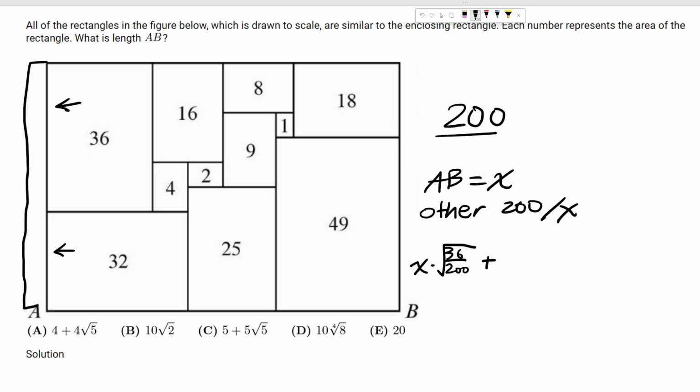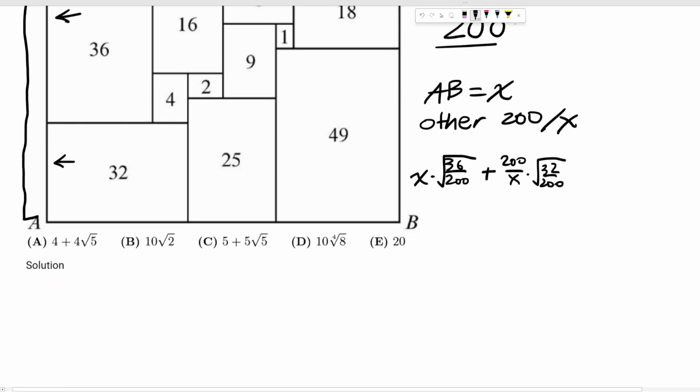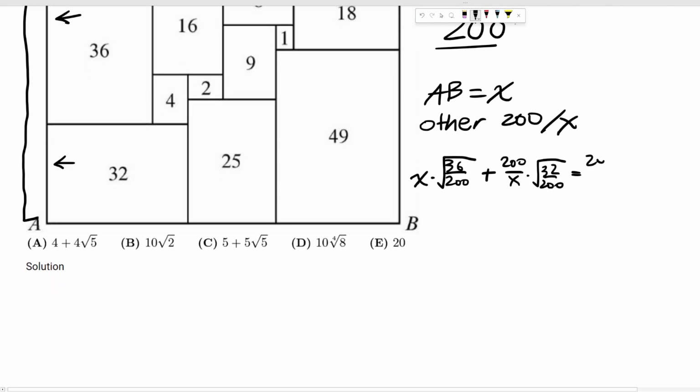And the length of the short side of the rectangle with area 32 is going to be 200 over x times root 32 over 200. And this just follows because of similarity ratios, right? For example, if we double the side length, we quadruple the area. And now we can just set this equal to 200 over x, because that's the side length of the whole big other side. And now we can just solve this for x.